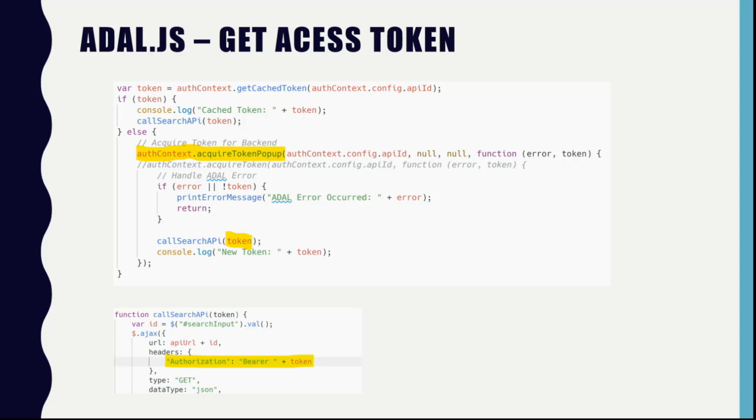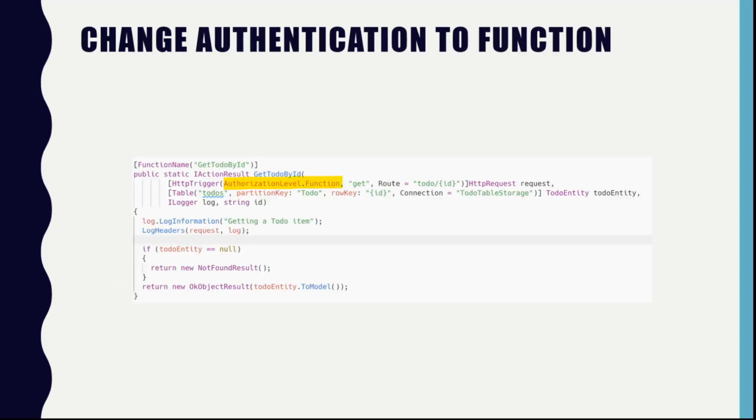Now, even if we do this one, it still doesn't make the function secure, but anybody can still call the function. Somebody can steal the token from a browser cache, or somebody can sniff the token and still call the function. Okay. Now, functions have a thing called function level authentication. So you can change that from anonymous to function. What this means is that instead of an anonymous call, you need to pass a function key to the function for it to go through.